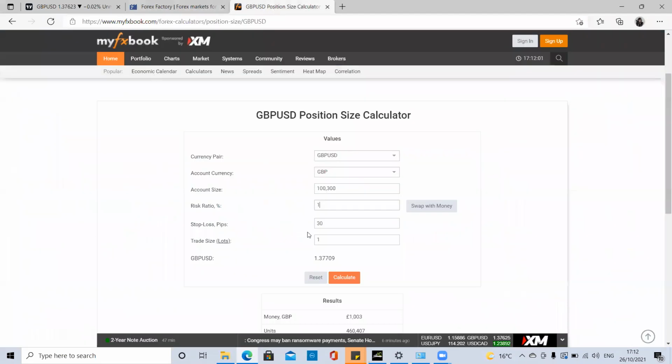Then you also need to have your calculator up, unless you're quite good with pips and you generally know what lot size you should be using. But this is going to be really, really handy for you to have. You can get these on your phone as well.